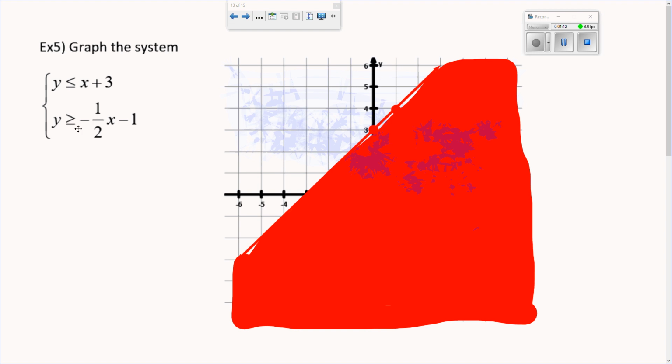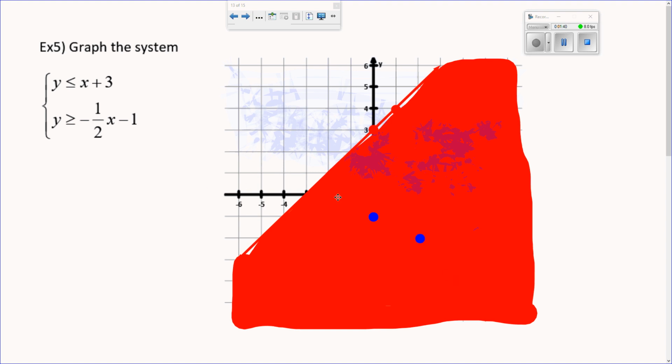Now, the next one I have is y is greater than or equal to negative 1/2 x minus 1. So let's start with the y-intercept. What's the y-intercept? The y-intercept is negative 1. And what's the slope? Negative 1/2. So I'm going to go down 1 and over 2.